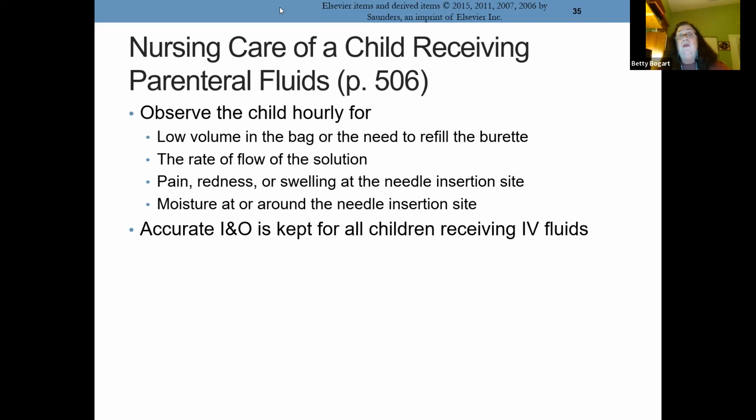Always, as I said, look for redness, swelling, and any leakage, very important. And you're always going to keep IV fluid. You're going to do I&Os.